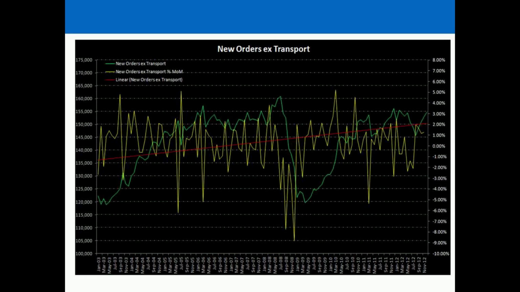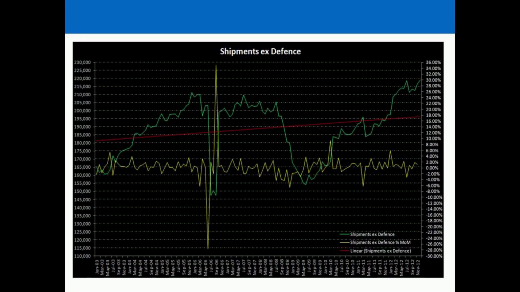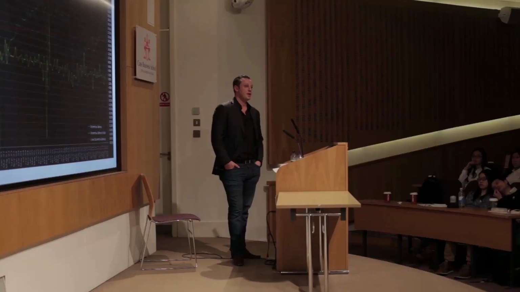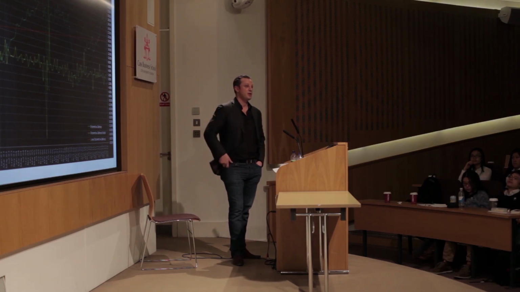So for example, in the aerospace industry in the last month, what do you think has happened? What do you think has happened in the last month in the US aerospace industry? What are they cutting at government level at the moment? Defense spending. So just one cut in defense spending can have a massive impact on this number. So they strip it out, and they strip out transport as well, just so you can see the number.